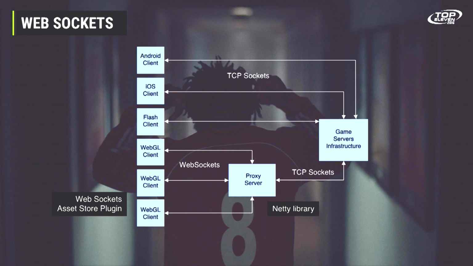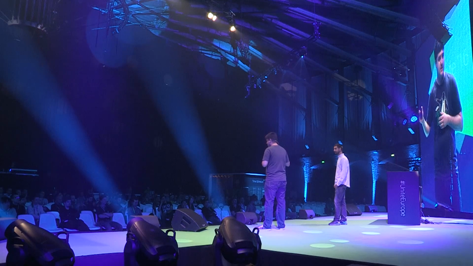But we had to do something on the server side also. But instead of doing the same thing with the two COM stacks on the server side, we decided on another approach. We decided to introduce a proxy server that is in between WebGL clients and the game server infrastructure. And actually, all WebGL clients are speaking just to this proxy server using the WebSockets protocol, and that server just translates and forwards messages to the appropriate game server using TCP sockets.